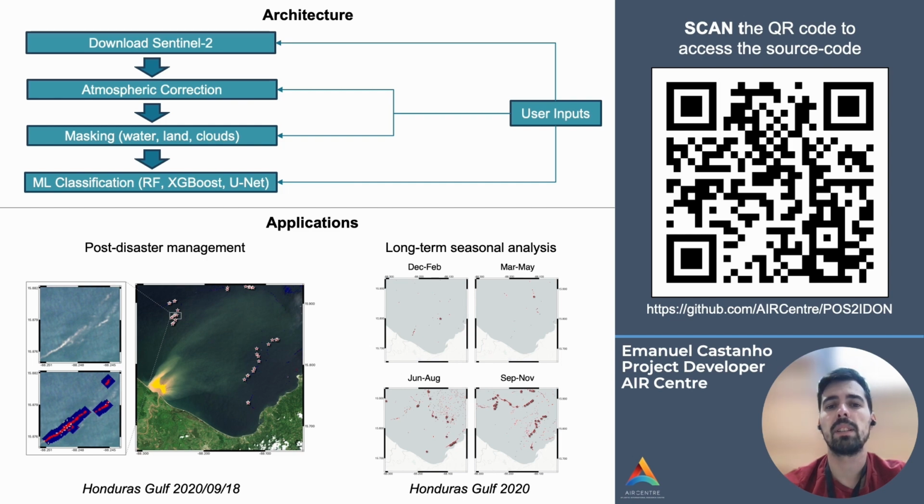Poseidon architecture can be simplified as the download of Sentinel-2 Level 1C images from services such as the new Copernicus Dataspace ecosystem, atmospheric correction using Acolyte, masking land, clear water pixels and clouds, and applying machine learning classification with one of the three models, Random Forest, XGBoost, or UNet. The tool is written in Python and Julia. Poseidon can be applied to post-disaster management or long-term seasonal analysis.